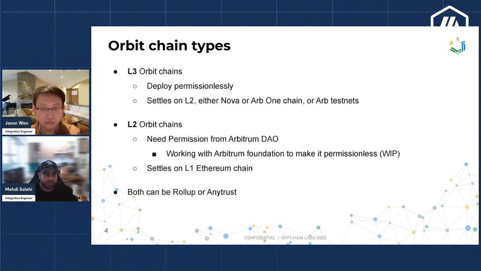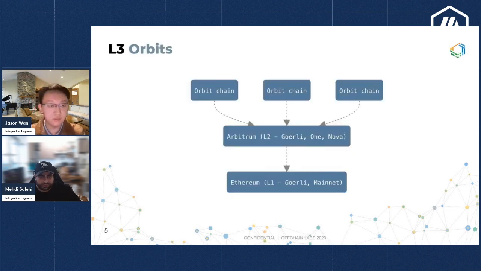But we have another case, which is the L2 Orbit chain. It's very similar to the Arbitrum One and Nova chains, but this could be your chain. Right now you need permission from the Arbitrum DAO, but we're working with the Arbitrum Foundation to make it permissionless, maybe in the near future. The difference is you would settle on Ethereum L1.